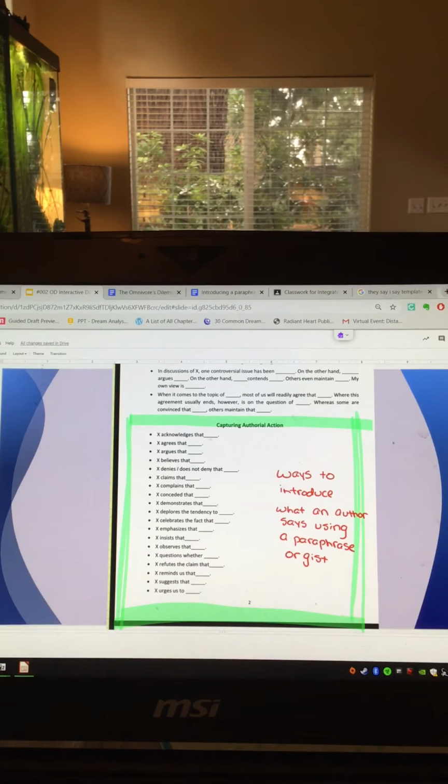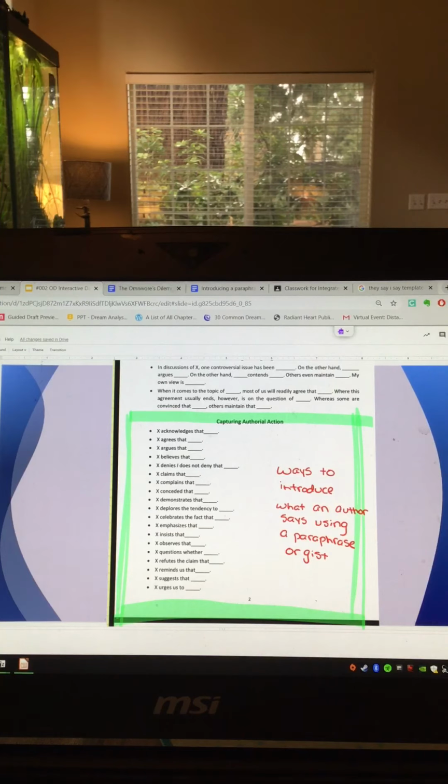This is from a book called They Say, I Say, and what is in this book are lists of what are called sentence stems, and those are parts of sentences that you use to add your writing to, to produce academic writing. We're going to look only at this part right now, which is capturing authorial action. Capturing authorial action just means capturing or saying what the author is saying.